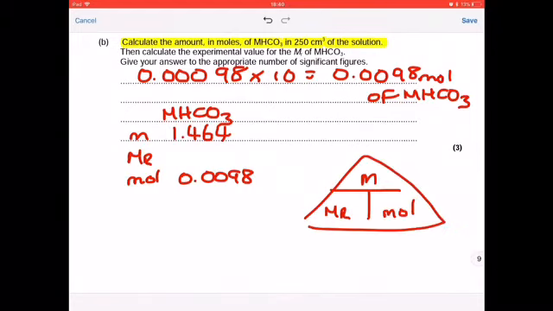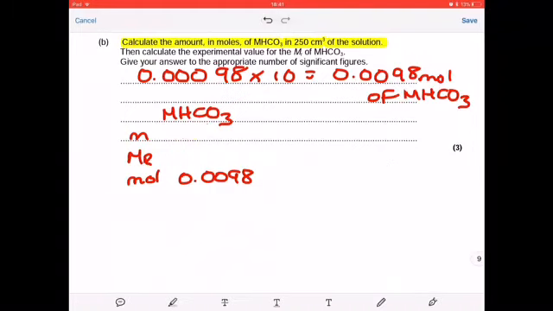That's the triangle there. So when you come to rearrange it, in order to find MR, you're going to do mass divided by moles. So in this case that is 1.464 divided by 0.0098, and you get 149.4 as your MR.